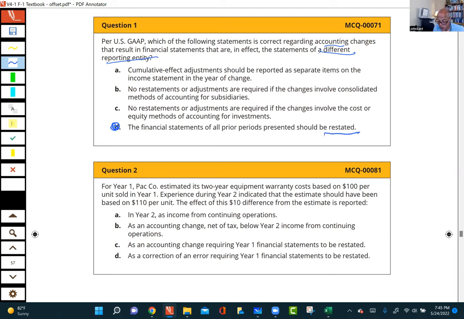Now, what might have messed you up, though almost everybody got it right, is this notion that we don't use the word restate to describe this process. We call it what? Retroactive application, right? There is no cumulative effect adjustment reported on an income statement. That's reported directly on the statement of retained earnings, and that would happen for a change in reporting entity affecting any periods not being presented. But the correct answer is: the financial statements for all prior periods presented should be restated. That process is called retrospective application, which is annoying.